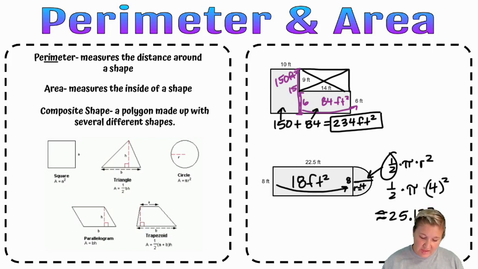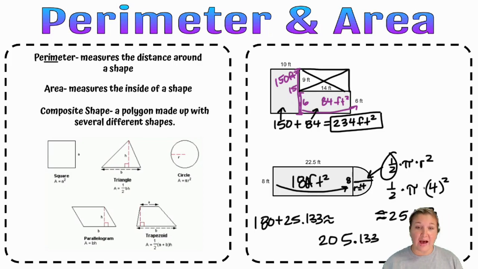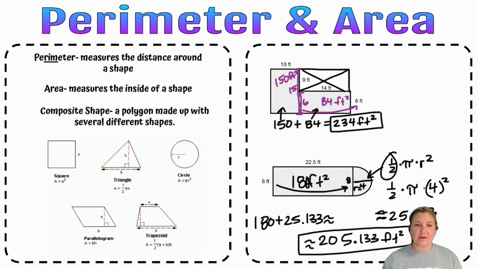Okay, so then I'm going to take, I wrote 18. It was 180 right there. Ooh, yeah, too many circles. Okay, so then I'm going to take 180 plus 25.133. So approximately, we're looking at 205.133 approximately feet squared. Okay, so that's how you would find that.